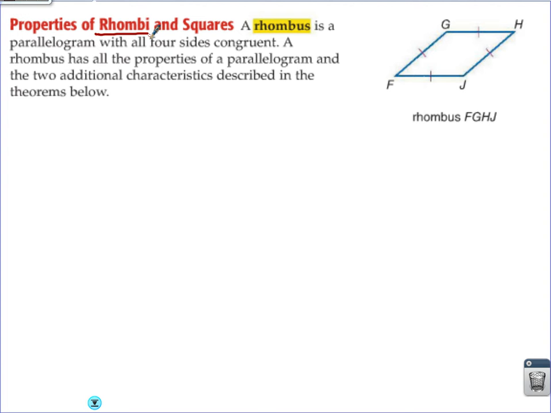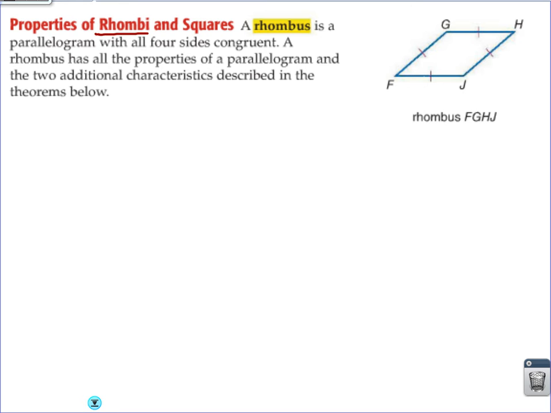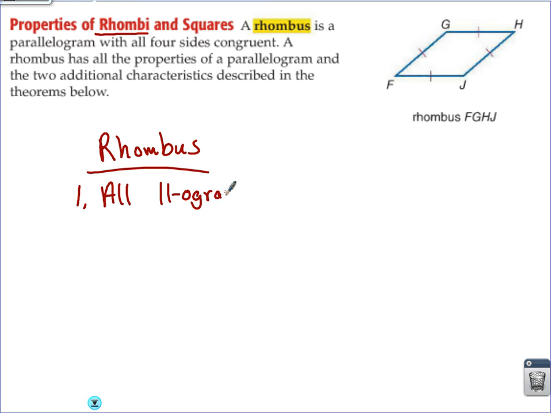A rhombus has all the properties of a parallelogram and 2 additional characteristics described in the theorems below, which I hope is on the next slide. Yeah, there we go. Properties of a rhombus. First property, all parallelogram properties. So how important is it to know your parallelogram properties? I would say pretty important, because if you don't know your parallelogram properties, you don't know your rectangle properties. If you don't know your parallelogram properties, you don't know your rhombus properties, because a rhombus and a rectangle are parallelograms.